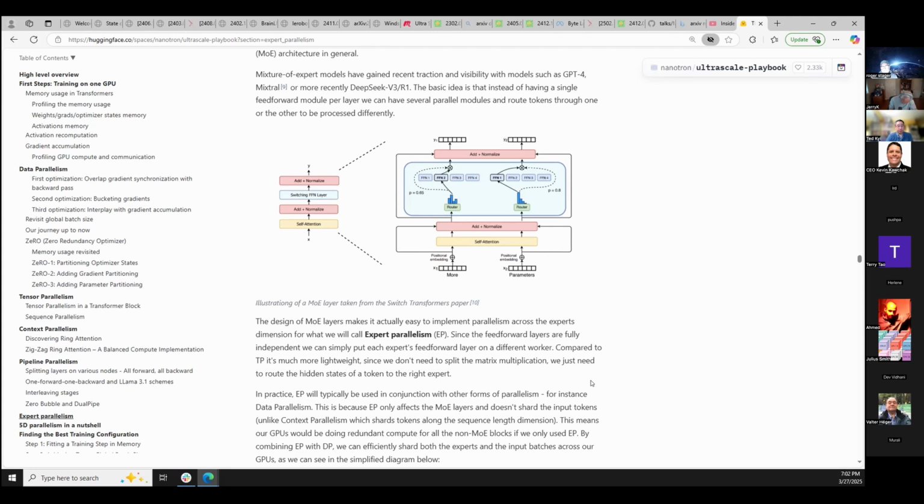Can I ask one question? Of course. So if we know that the feed-forward networks are sparse, didn't we just make them smaller?